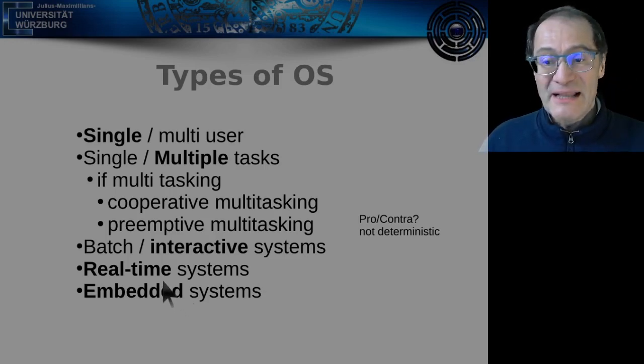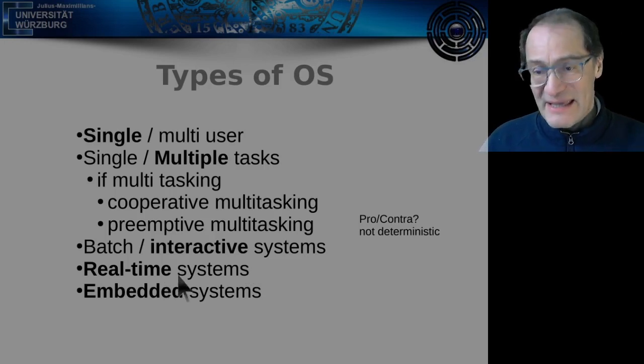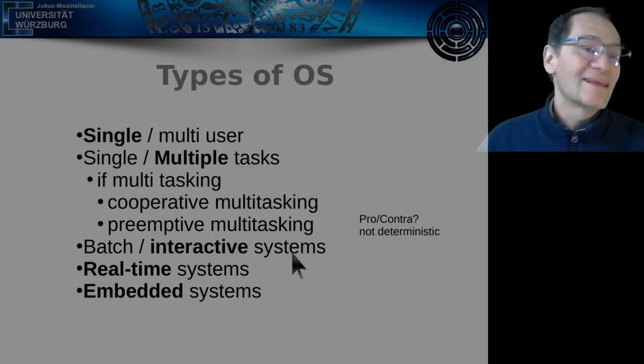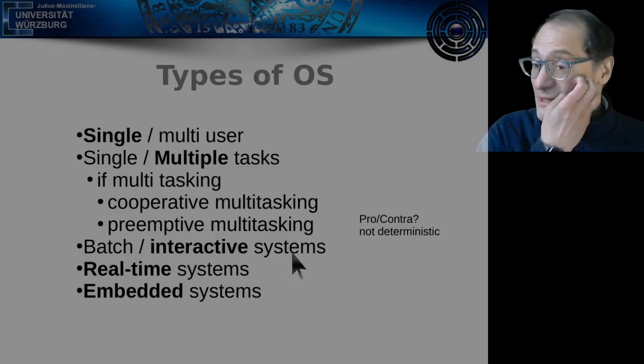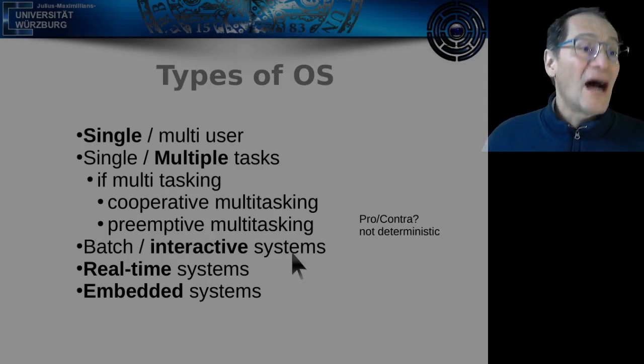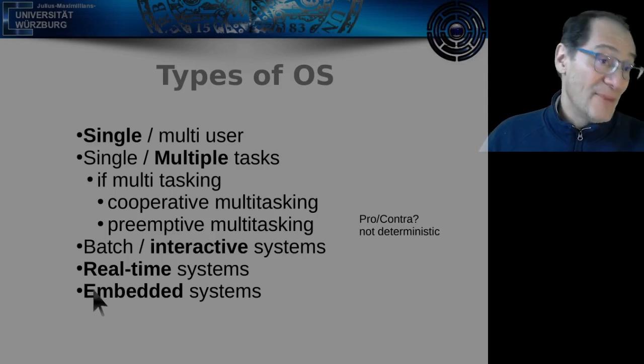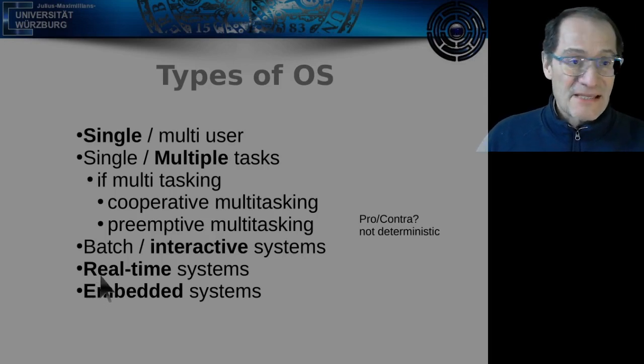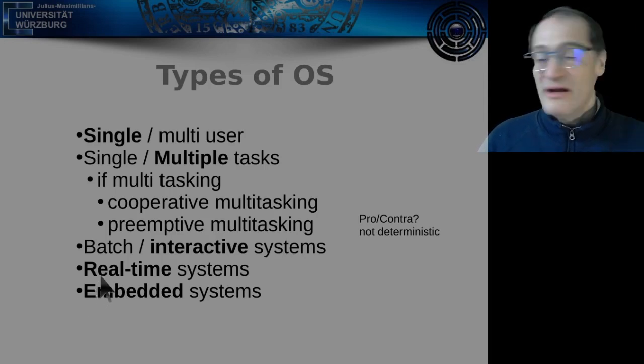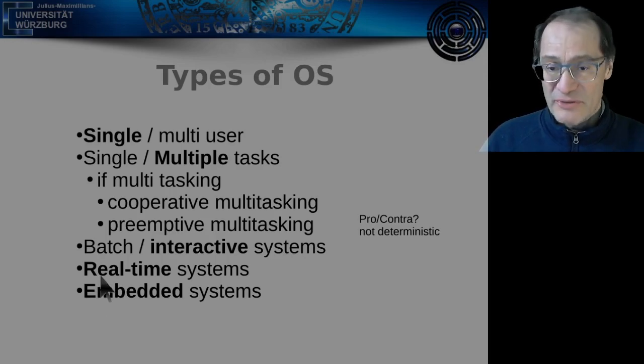Then we have the real-time systems, something like interactive, but they are not controlled by the user. They are controlled by events and time events inside of the system. And then, of course, we have embedded operating systems, which may be in very small processors, in very small computers.